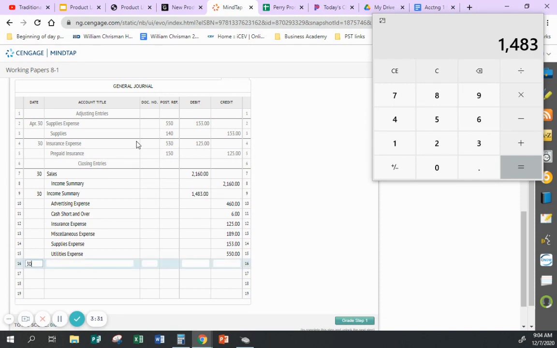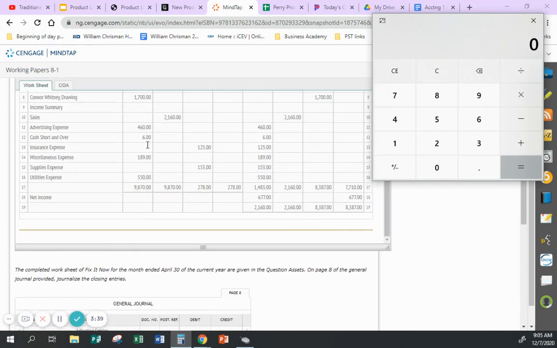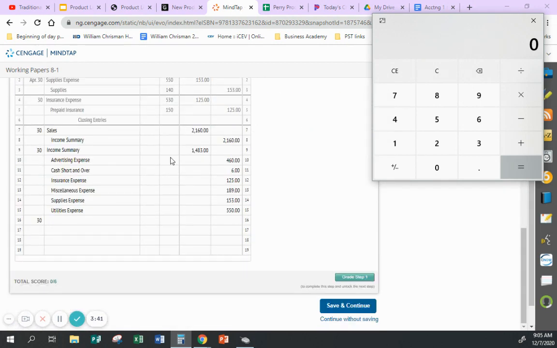So we've done the RE, and now we have to do the I, which is to close out income summary. Now here's where you don't have income summary up here. So what you have to do is take your two income summaries here. We have a bigger number in credit than we do debit, which means our revenue is more than our expenses, so we have a net income. So I'm going to take 2160 minus 1483, means I have a $677 credit balance in income summary.